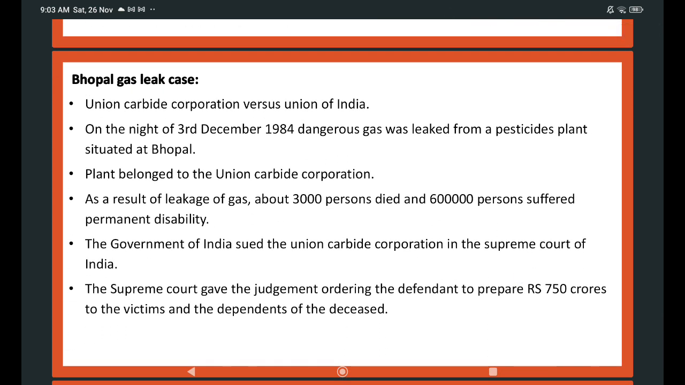Another case is the Bhopal gas leak case, Union Carbide Corporation versus Union of India. On the night of 3rd December 1984, dangerous gas leaked from a pesticide plant situated at Bhopal. The plant belonged to the Union Carbide Corporation. As a result of the gas leakage, about 3,000 persons died and 6 lakh persons suffered permanent disability. The Government of India sued the Union Carbide Corporation in the Supreme Court of India. The Supreme Court ordered the defendant to pay 750 crores to the victims and the dependents of the deceased. Thank you.